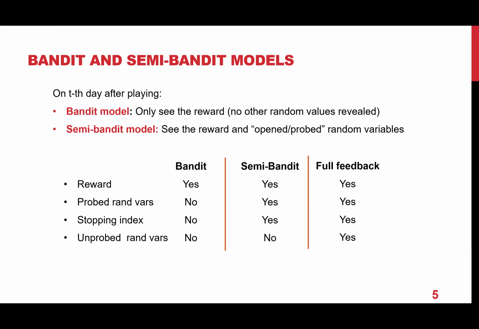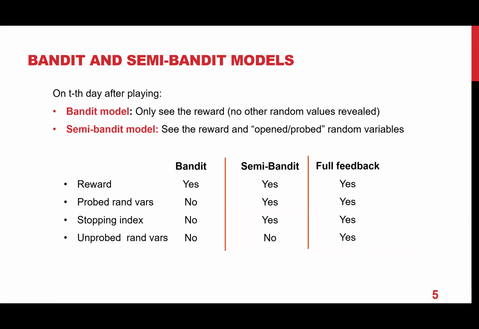There are different axes. The y-axis is the bandit, semi-bandit, and the full feedback. In full feedback, you get to see everything basically. Reward means the performance of your algorithm, how much reward it gets. In all the three models, you're going to get to see the reward. Whichever random variable you accepted in the optimal stopping problem, maybe I took the third random variable, then I get to see the third random variable's value.